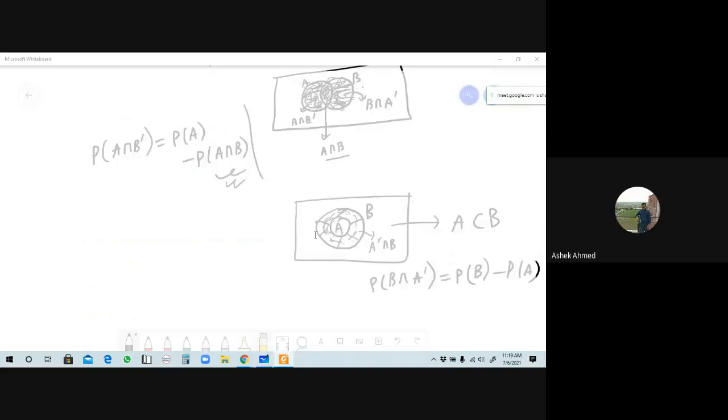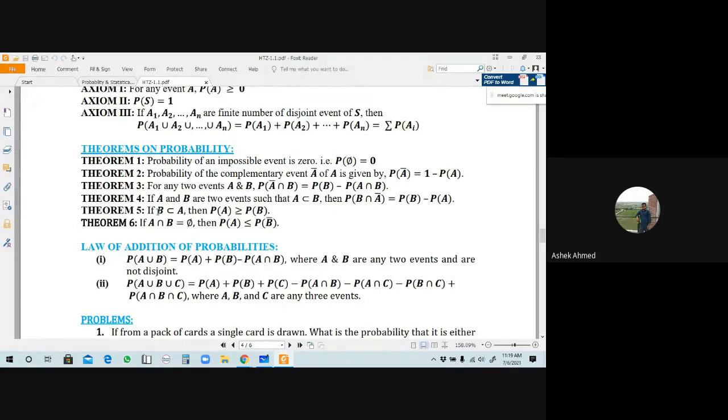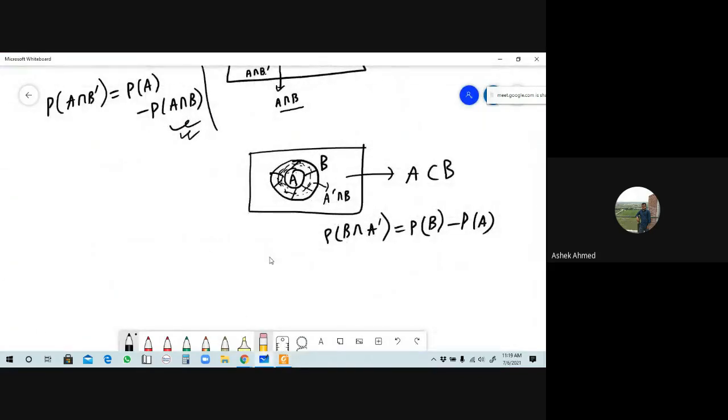In the next theorem, if A subset B, then which set will be greater than the other? So B will be greater than A. B is bigger, A is smaller, okay? So from here we can write probability of B is greater than probability of A. Is it right?